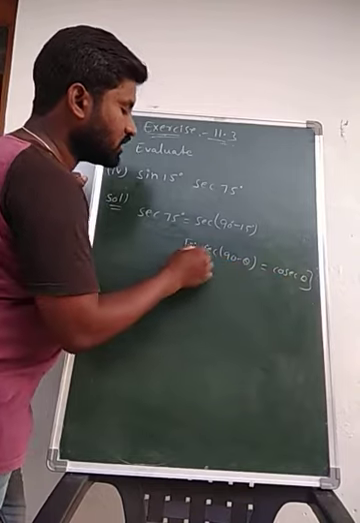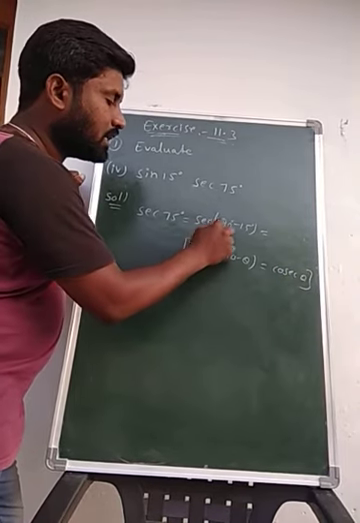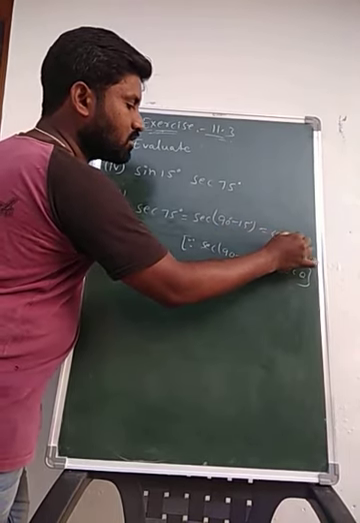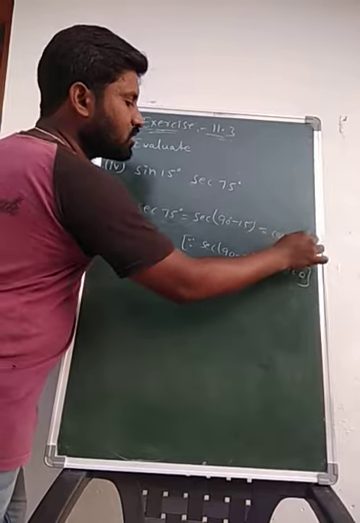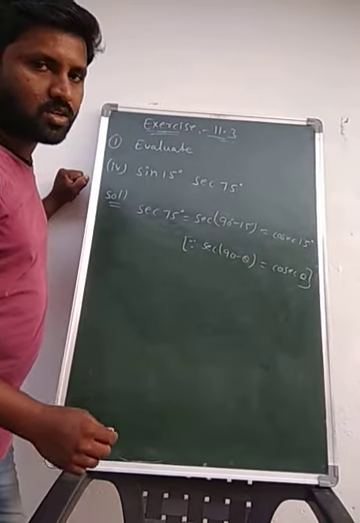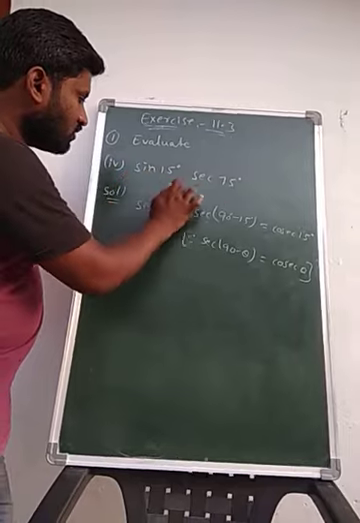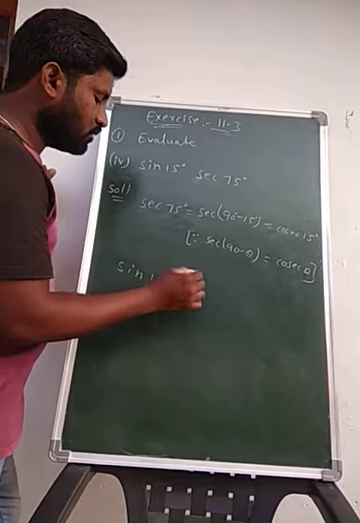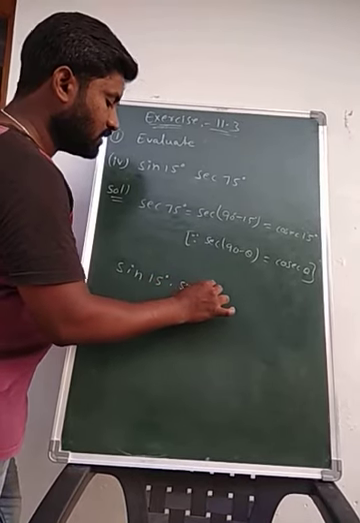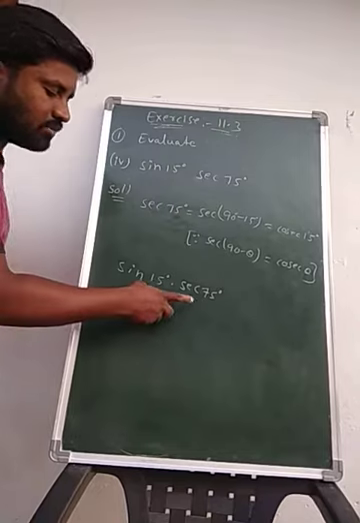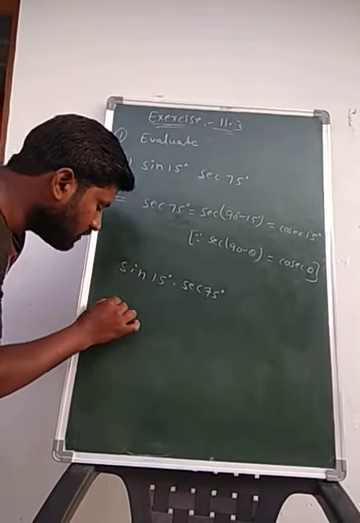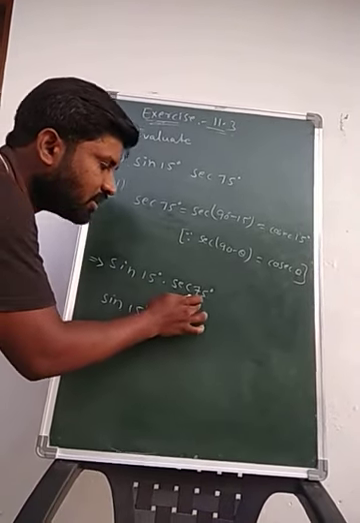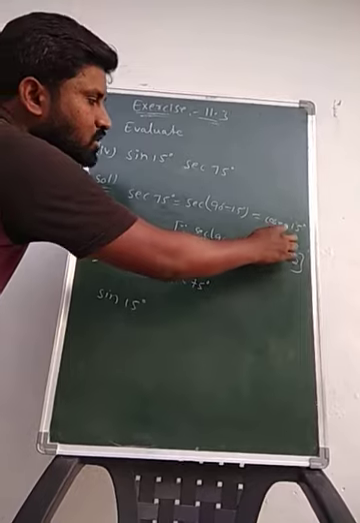Okay, so this is the required formula. Now sec 90 minus theta is cosec theta, so we can write it as cosec 15 degrees. Now I am taking the given part, that is sin 15 degrees into sec 75 degrees. Sin 15 degrees I am writing as sin 15 degrees only. Sec 75 degrees means that is cosec 15 degrees.